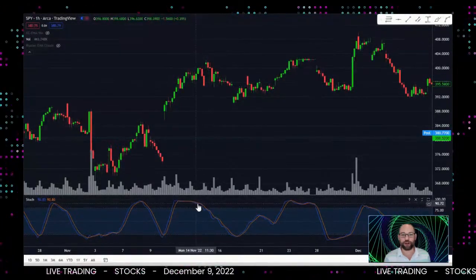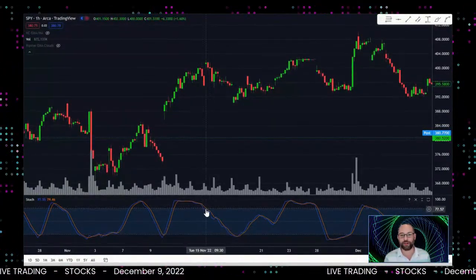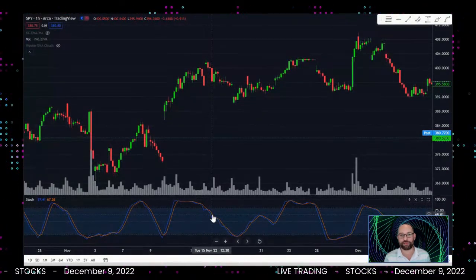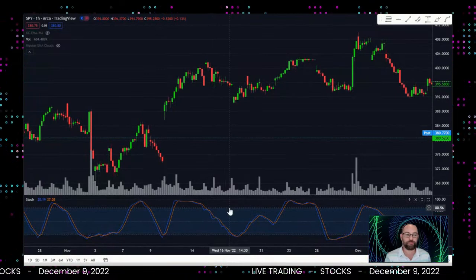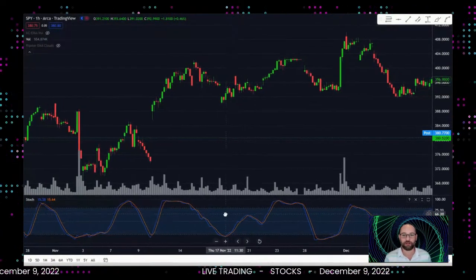As this starts coming down, you can kind of tell, okay, there's probably some weakness brewing. And the stochastic started coming down before price. Exactly what the definition was explaining, right?